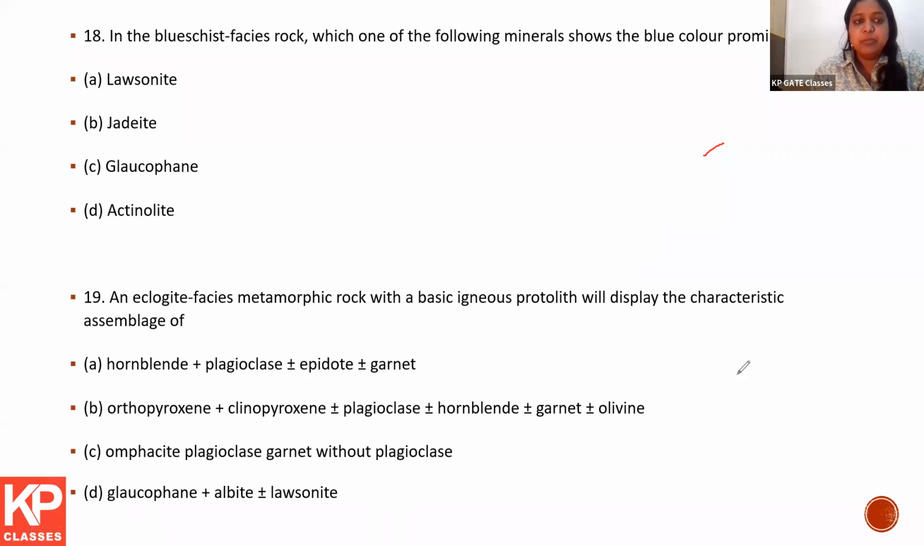Then the next one is blueschist facies rock. Which one of the following minerals shows blue color prominently? So in the blueschist facies rock, it is glaucophane. Very easy, very direct question.